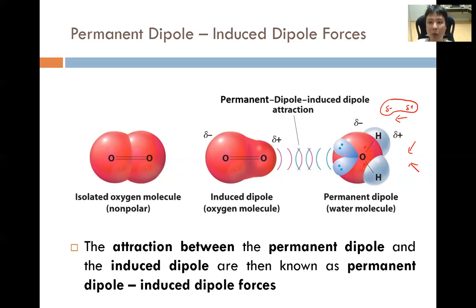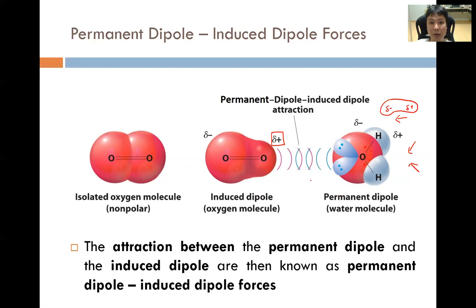When this water molecule orientates like this in the direction of an oxygen molecule that is non-polar, it would cause this oxygen to rearrange its electron density to place more electrons on this side and fewer electrons on this side. So there is now an attraction between this induced dipole delta plus and the delta minus on this water molecule. This is known as a permanent dipole-induced dipole interaction.